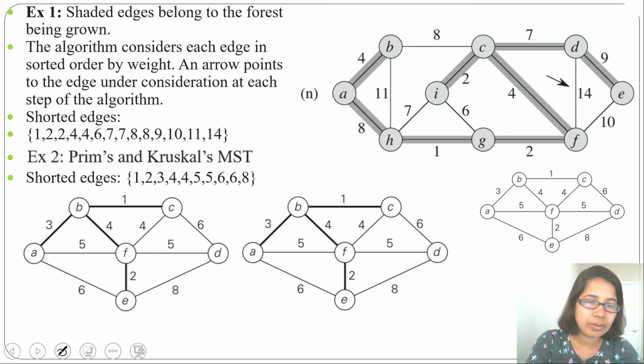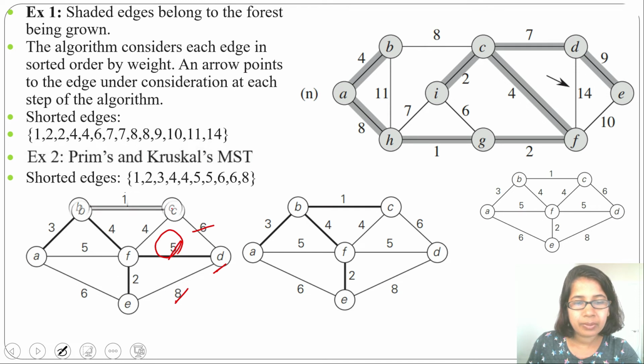Now in Prim's algorithm, A, B, C, F and E are done. Just D is left. With C, D is adjacent, weight is 6. With F, D is adjacent, weight is 5. With E, D is adjacent, weight is 8. The minimum weight is 5. So we'll choose FD.